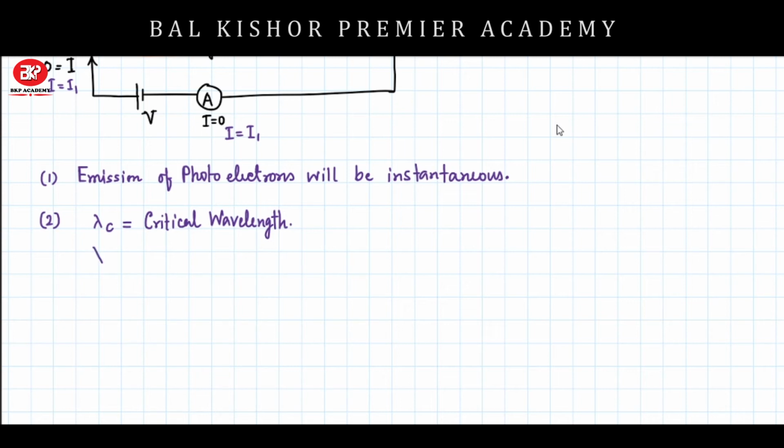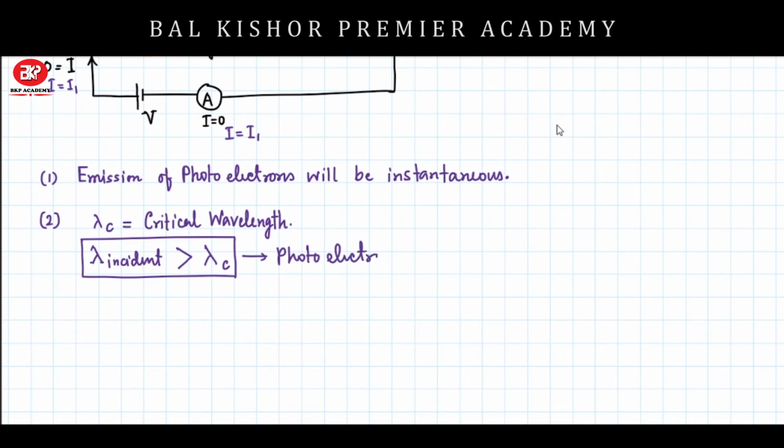Now if the incident light has a wavelength of lambda incident, and this lambda incident is greater than lambda c, then whatever may be the intensity of the light, the photoelectric effect will not take place. This is the wavelength called the critical wavelength.